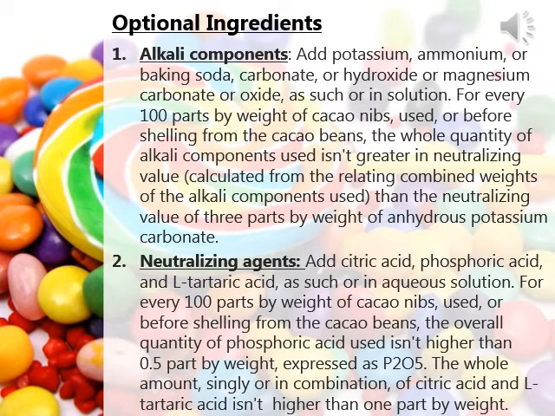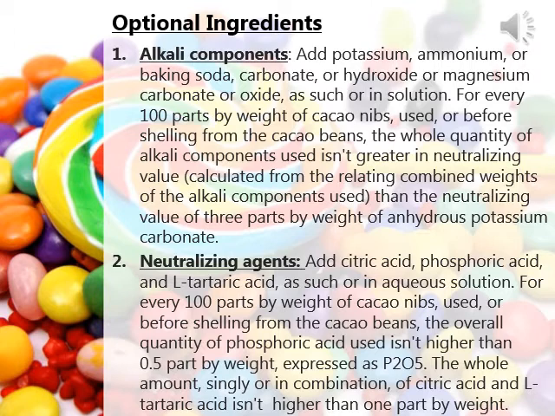Optional ingredients. Number 1, alkali components: ammonium, potassium, sodium bicarbonate, carbonate or hydroxide, or magnesium carbonate or oxide, as such or in solution. For every 100 parts per weight of cacao nibs used, or before changing from the cacao bean, the whole quantity of alkali component used is included in the neutralizing value. That is calculated from the combined weight of the alkali components used, then the neutralizing value of 3 parts per weight of anhydrous potassium carbonate.